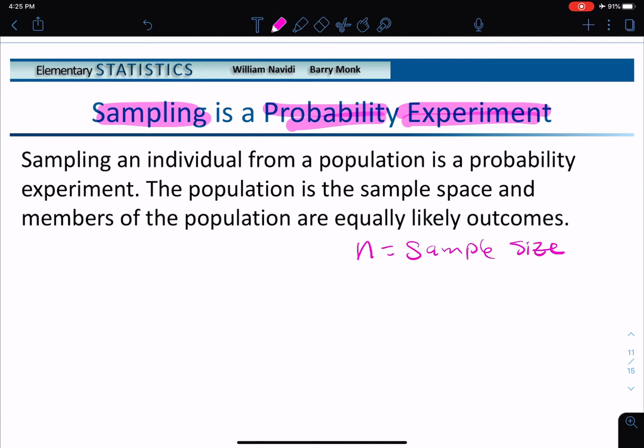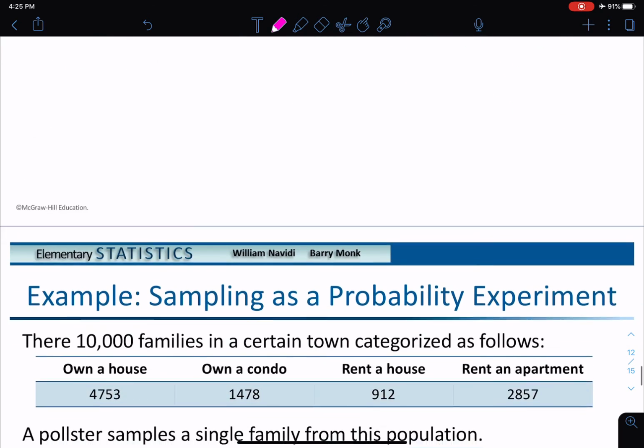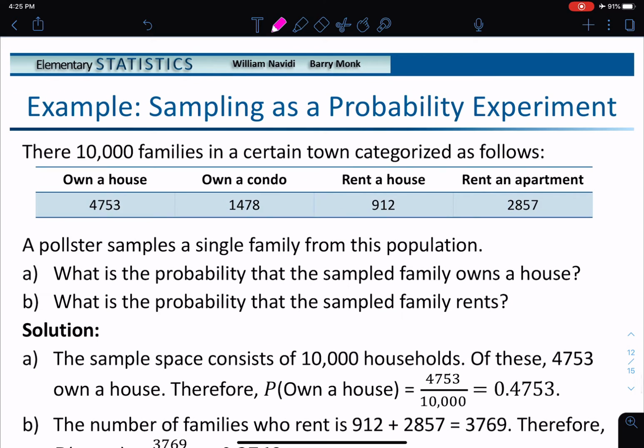So sampling an individual from a population is a probability experiment. The population is the sample space, right? Total outcomes, and the members of the population are equally likely outcomes. Okay. Sampling as a probability experiment.